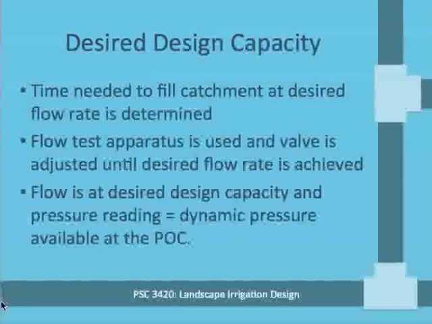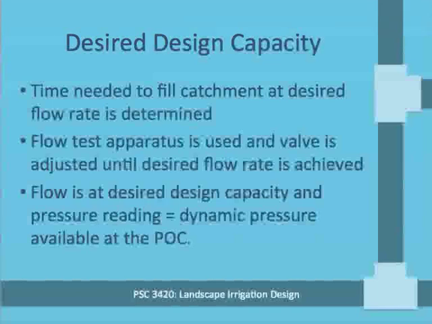Now you might also have the situation where you're starting with a design capacity. And maybe you've determined that based on an assumed flow calculation like we went over in the last lecture, or maybe you've got a pre-established zone or circuit size that you have to work with. So in that case, you're going to need a few pieces of information. You're going to need the time needed to fill the catchment device or bucket at the desired flow rate. You're probably going to still use a flow test apparatus and then adjust the valve until the desired flow rate is achieved. And then flow at the desired design capacity and pressure reading are going to be equal to the dynamic pressure available at the point of connection.